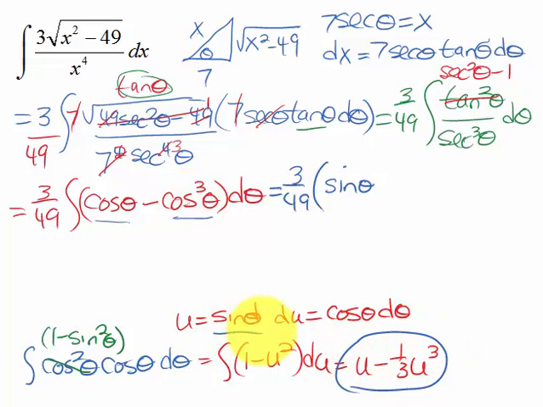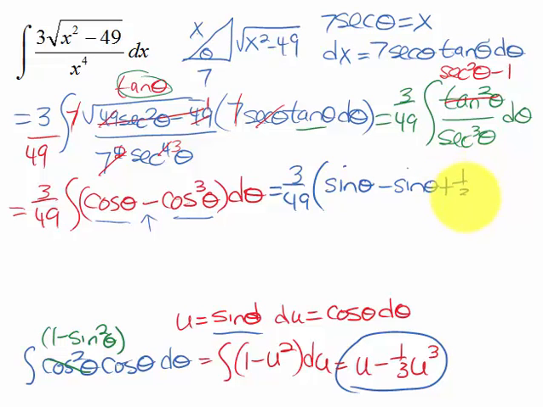We can now put sine theta back in for the u, but remember we're subtracting all of that. And so we have minus u is sine theta, and then distributing the negative gives us 1/3 sine cubed theta, and then plus our constant. Alright, let's see what we've got now. These will cancel, and these 3 here will cancel with this 3 here. So this integral is going to equal 1/49th.